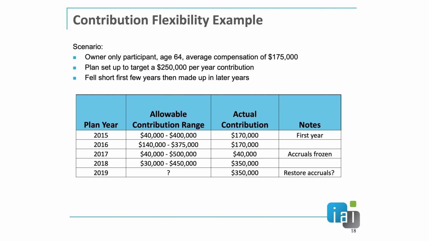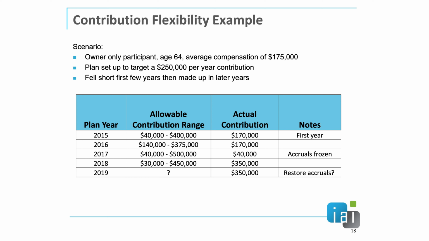So let's just look at a quick real-life example of how this might work. Here, the owner wanted to set up a plan at age 64. He had average compensation of $175,000 per year, and we set up a plan to target a $250,000 per year contribution. Now you can see from the chart the allowable contribution ranges are quite wide in each year. This again is the minimum required and maximum deductible range. Now in the first couple of years, this owner fell short of that $250,000 targeted contribution, but the $170,000 he did put in was still well within the range.